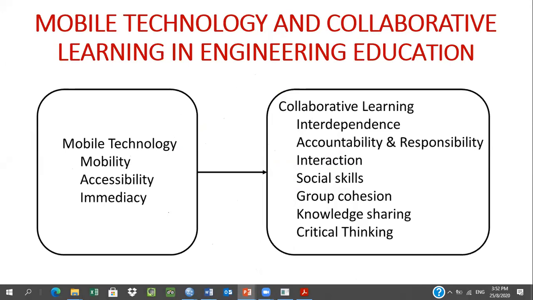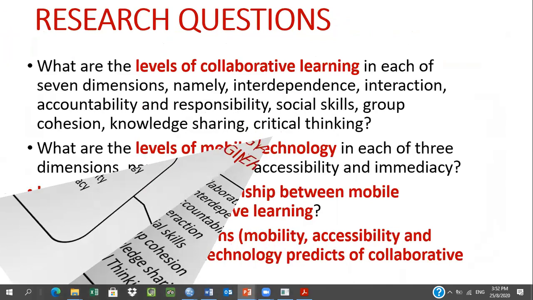Mobile technology and collaborative learning in engineering education. Her DV is collaborative learning, but inside the DV there are many dimensions. Her IV is mobile technology. Inside mobile technology, she has a few dimensions: mobility, accessibility, and immediacy. On the DV side, she has a lot. But basically, the big variable is collaborative learning on the right, mobile technology on the left.